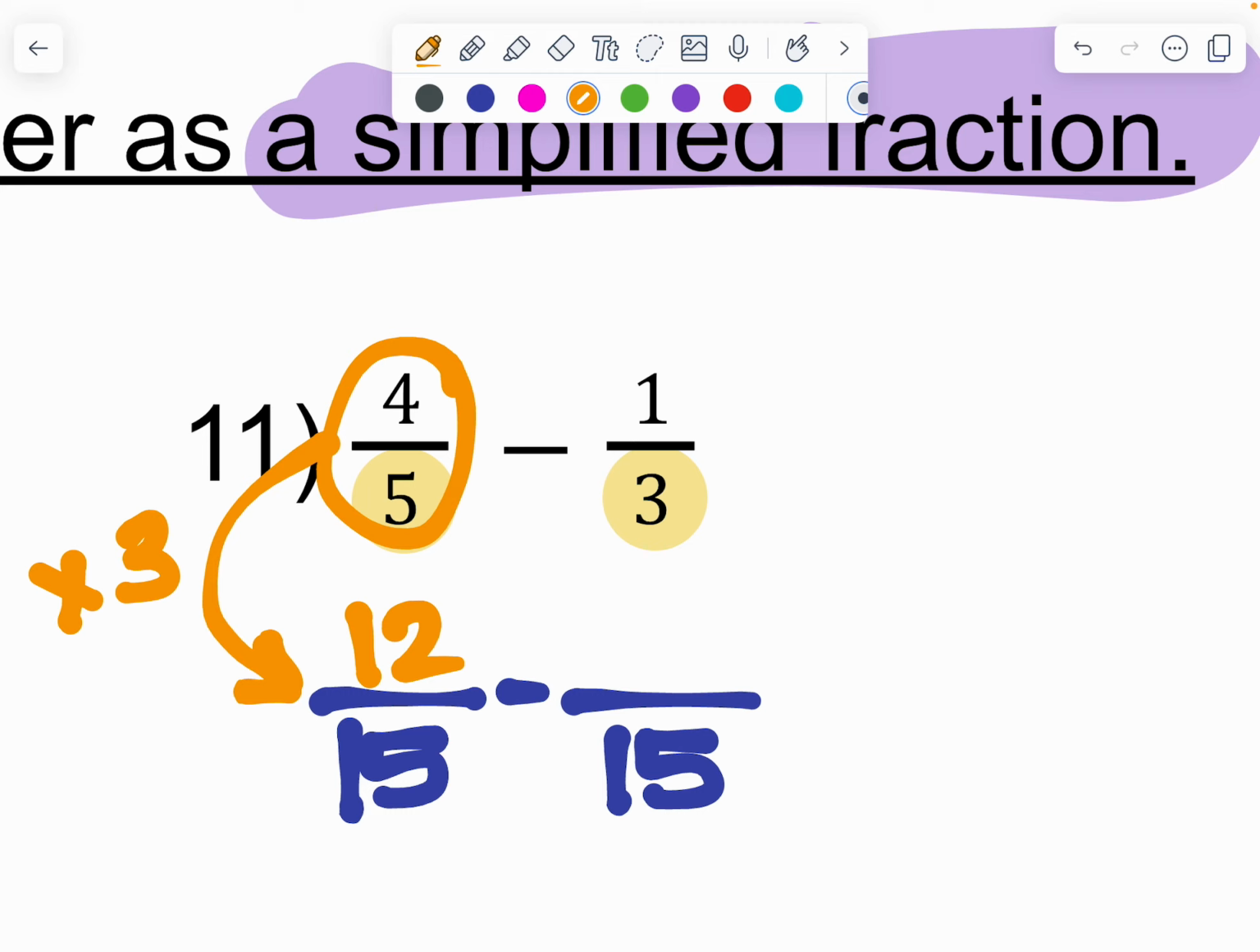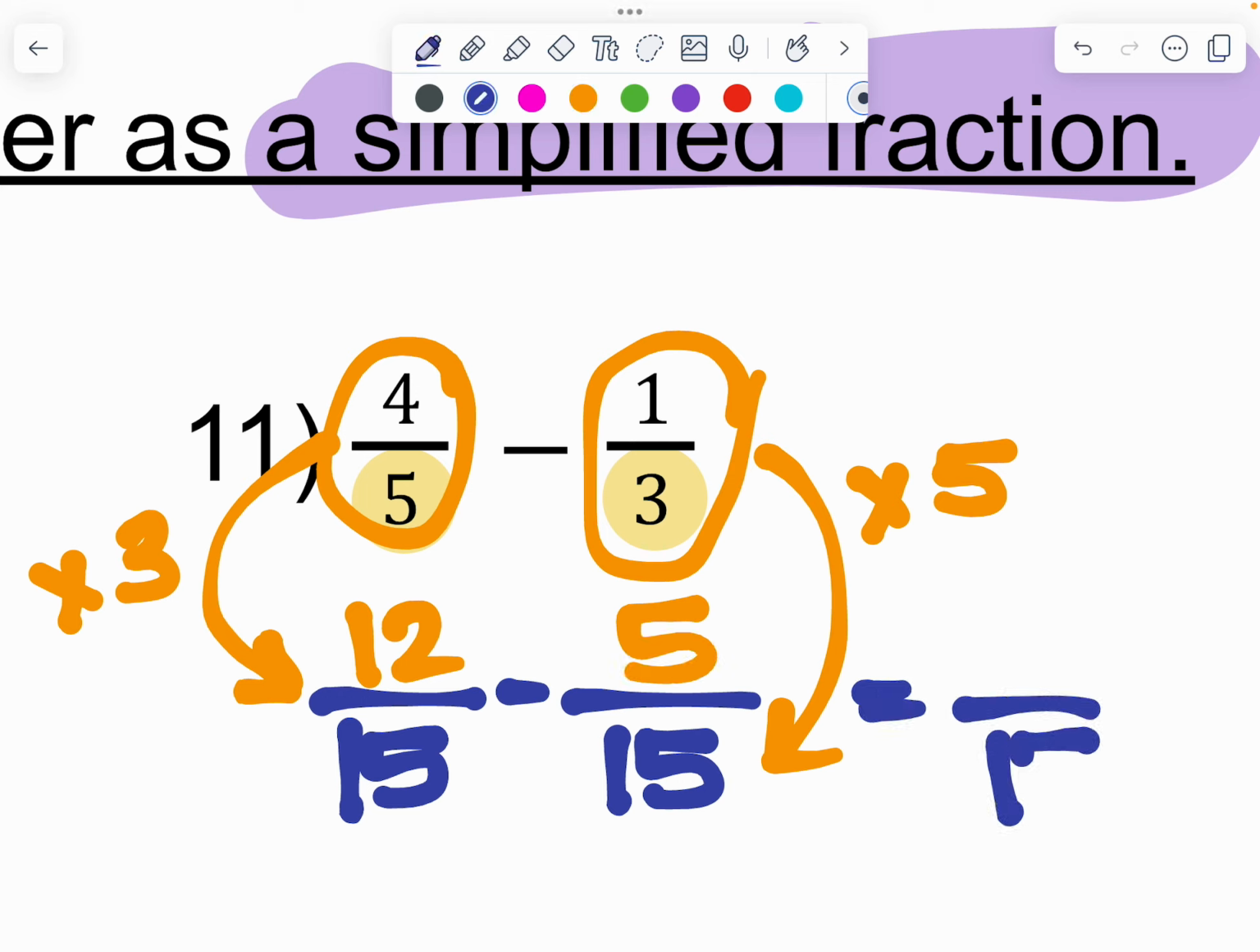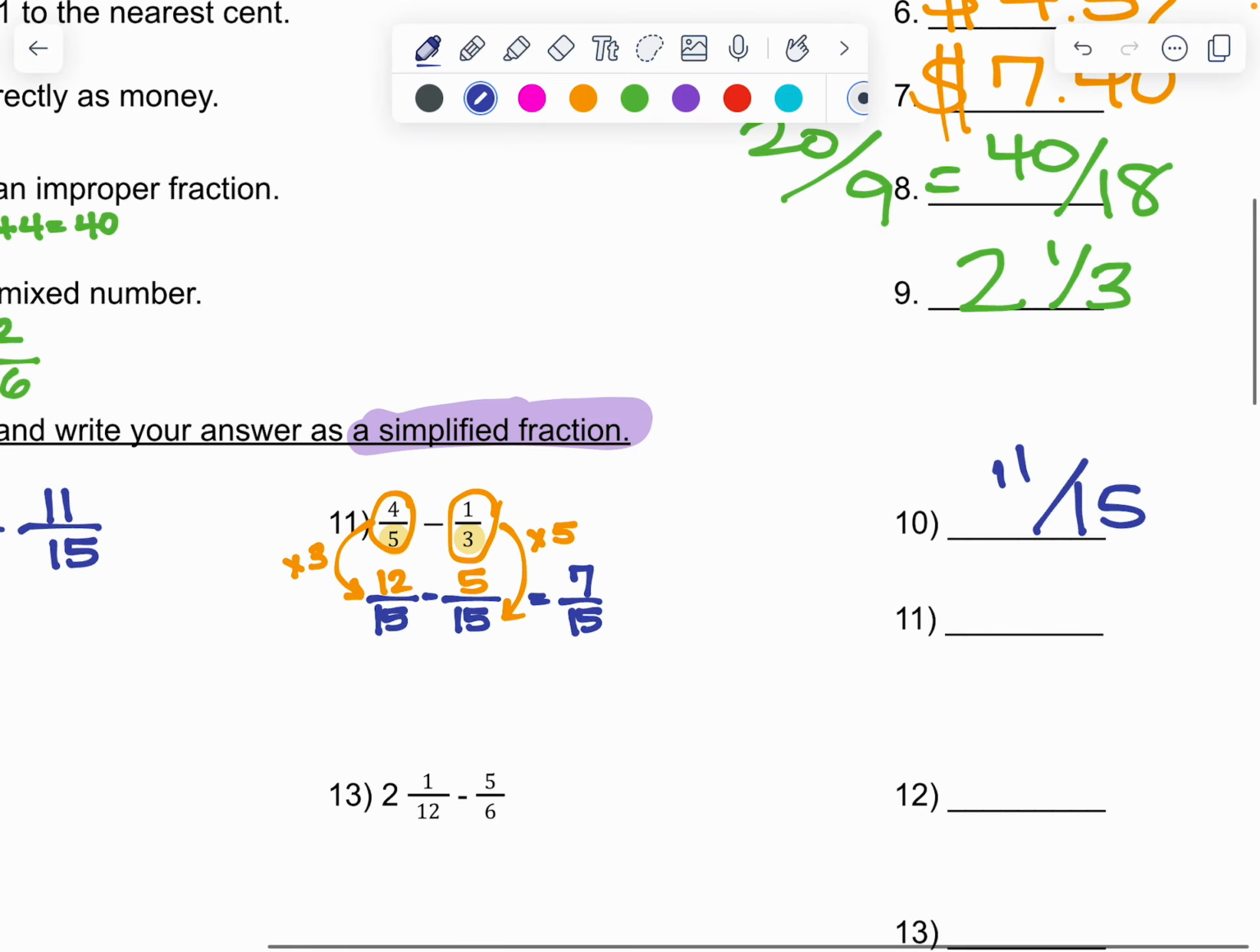I'm going to do the same thing to this fraction. What did you do to 3 to get 15? Oh, I multiplied by 5. So you do that to the top. 1 times 5 is 5. Ta-da! Now we can do the math. Keep the denominator the same. 12 minus 5 is 7. That cannot be simplified anymore. We're done. 7/15. Ta-da!